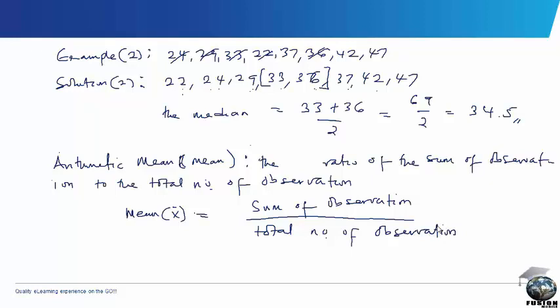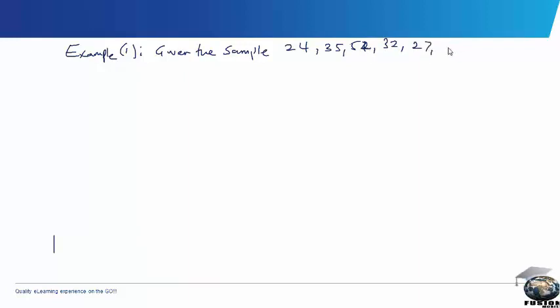Okay, so all we are saying here is that, for example, example 1 on means, you are given the sample 24, 35, 54. Sorry, let me use 54, and then 32, 27. Let's take 43, 48, and 58. I have to find the sample mean.